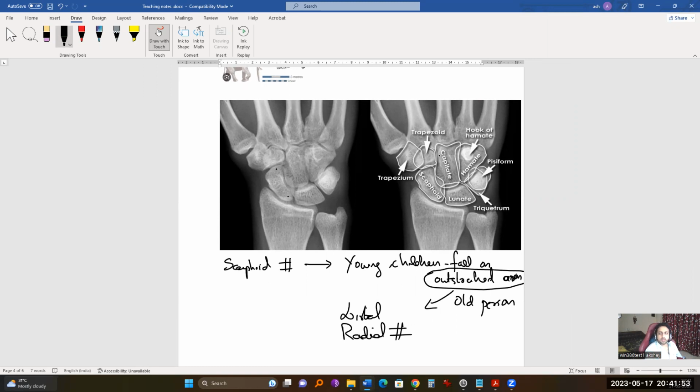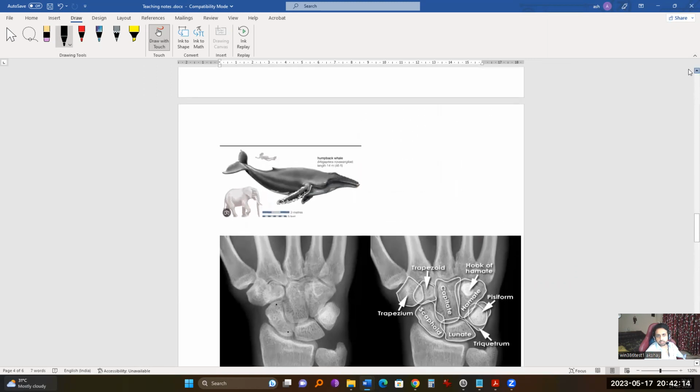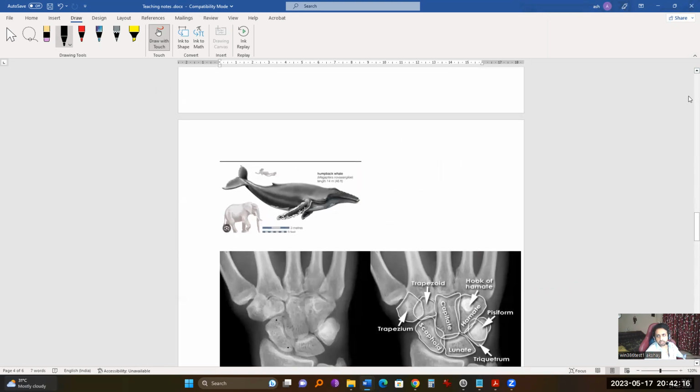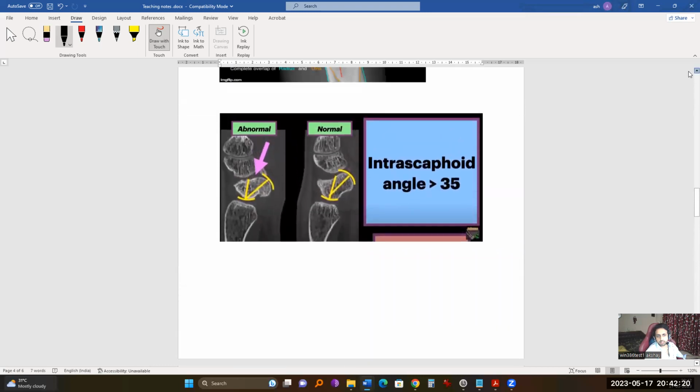Okay. So in the scaphoid fracture, we'll talk about the waist fracture. The most important thing that you need to remember in a waist fracture is a humpback deformity. So this is a humpback whale that you are seeing over here. And this is a humpback deformity.